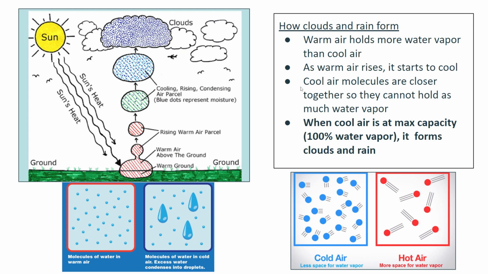So let's continue. As warm air rises, it starts to cool. Remember, warm air can hold a lot more water vapor, but cool air can't. So, as warm air is rising and as it starts to cool, it can't hold the same amount of water vapor. So, that's when that water vapor will start to turn into these droplets of water and turn into clouds and even rain. So, when cool air is at max capacity or 100% water vapor, that's when it starts forming clouds and rain.